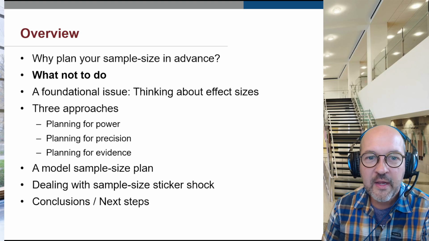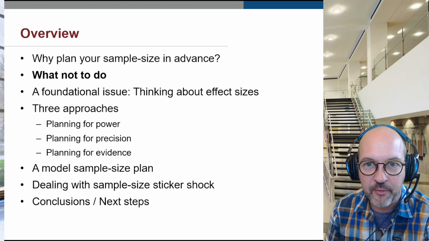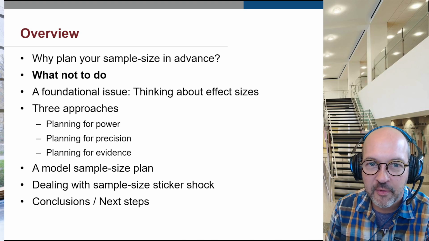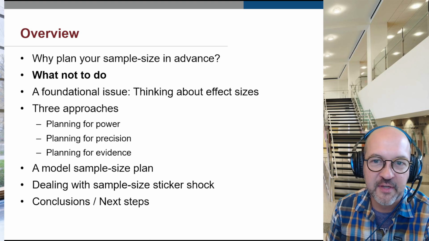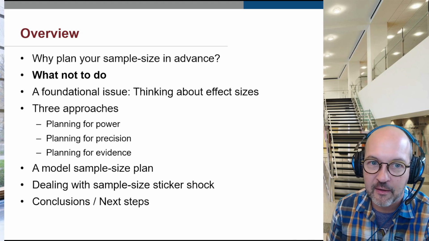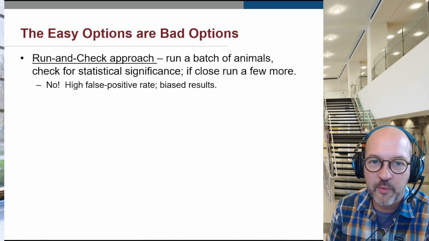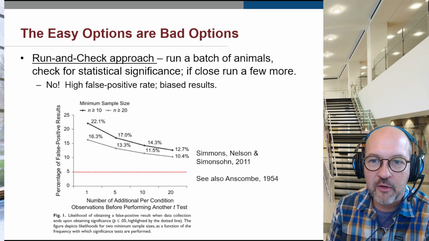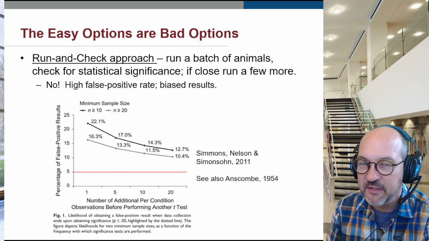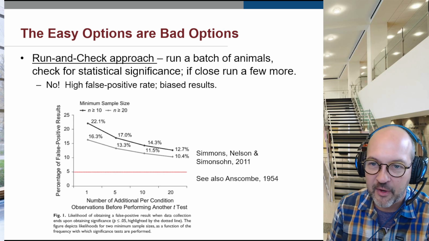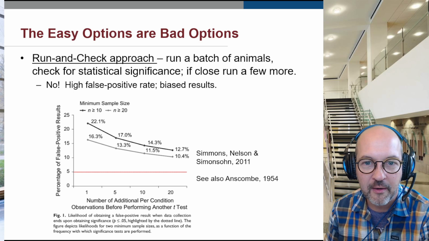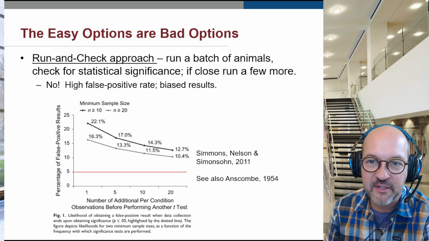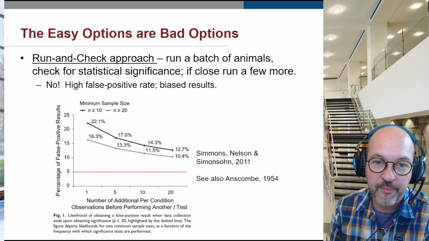So, we need to work to ensure an adequate sample. This sounds simple, but unfortunately, the most common way scientists seek to do this can be problematic. One common approach is what is called run and check. You run a batch of participants, you check to see if the results are significant, you celebrate if they are, or you run a few more if they're not. You can then repeat this process until you either get what you wanted or give up.